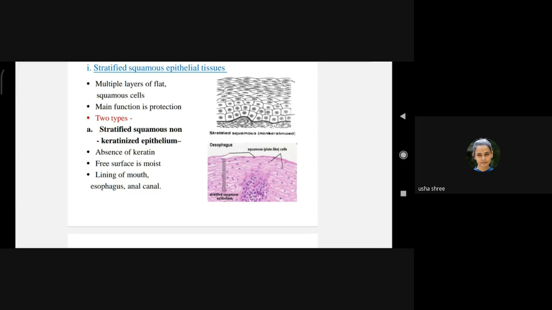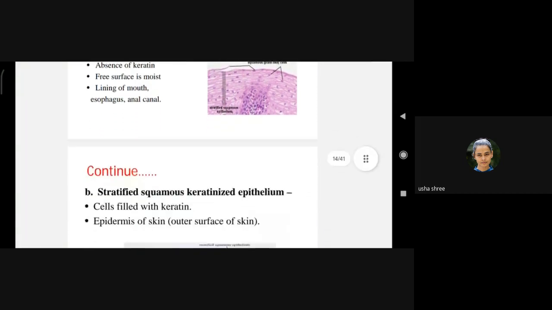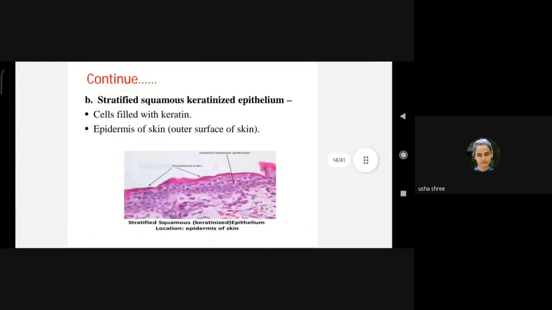Mainly, we can see it in the lining of the mouth, esophagus, and anus. So these parts of the body are a bit moist and they don't contain keratin. Next one is keratinized epithelium. Keratinized epithelium cells are filled with keratin. It is the epidermis of skin, the outer surface of skin. The very outer surface of skin is stratified squamous keratinized epithelium.